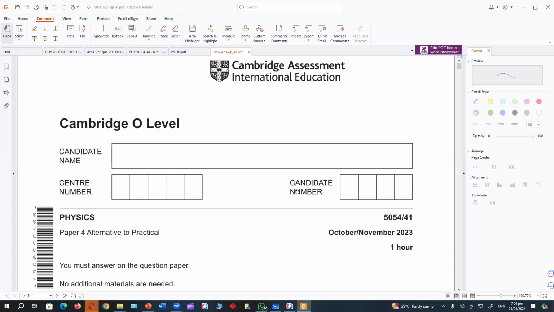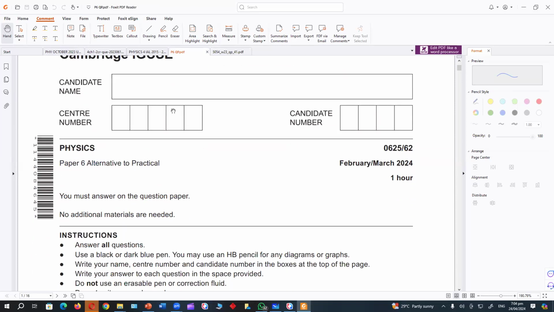Today we are discussing the ATP design question, and I am using an IGCSE paper of February 2024. If you want to give a reference, you can.